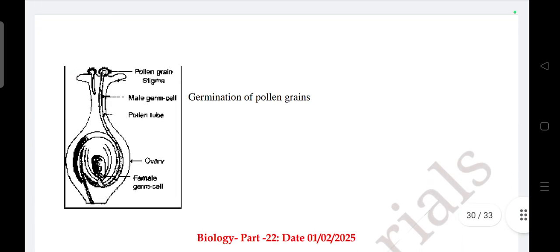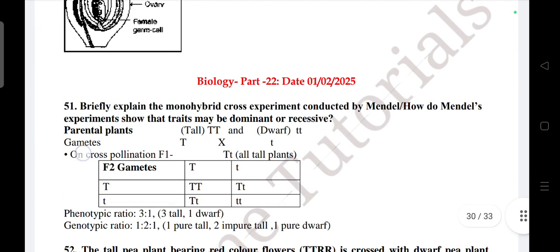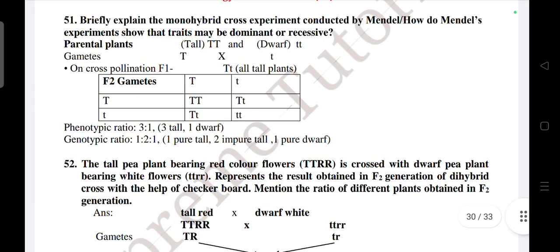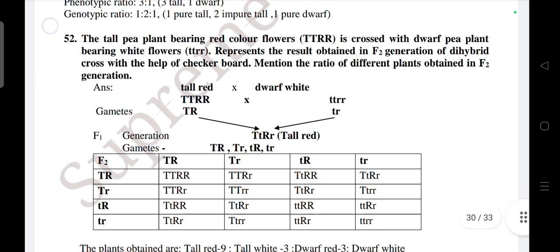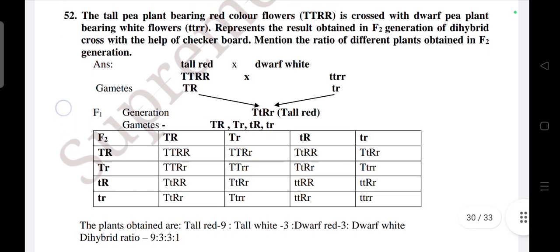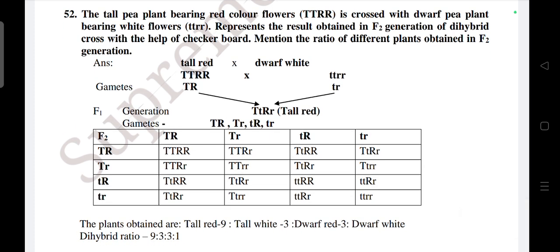Next diagram, germination of pollen grain. Important diagram. Briefly explain the monohybrid cross experiment conducted by Mendel. How do Mendel's experiments show that traits may be dominant or recessive? A tall pea plant bearing red colour flowers is crossed with a dwarf pea plant bearing white flowers. Represent the results obtained in the F2 generation of the hybrid cross with the help of a checkerboard. Mention the ratio of the different plants obtained.